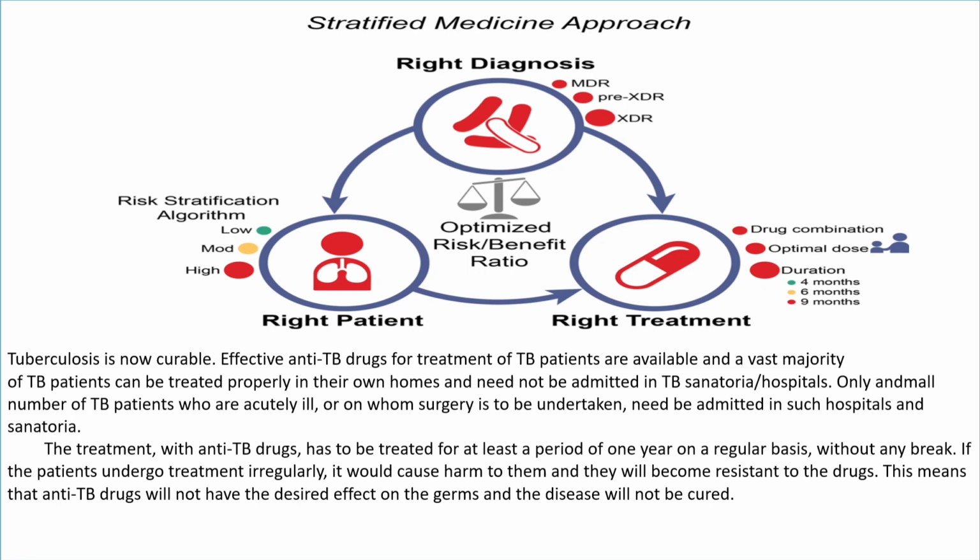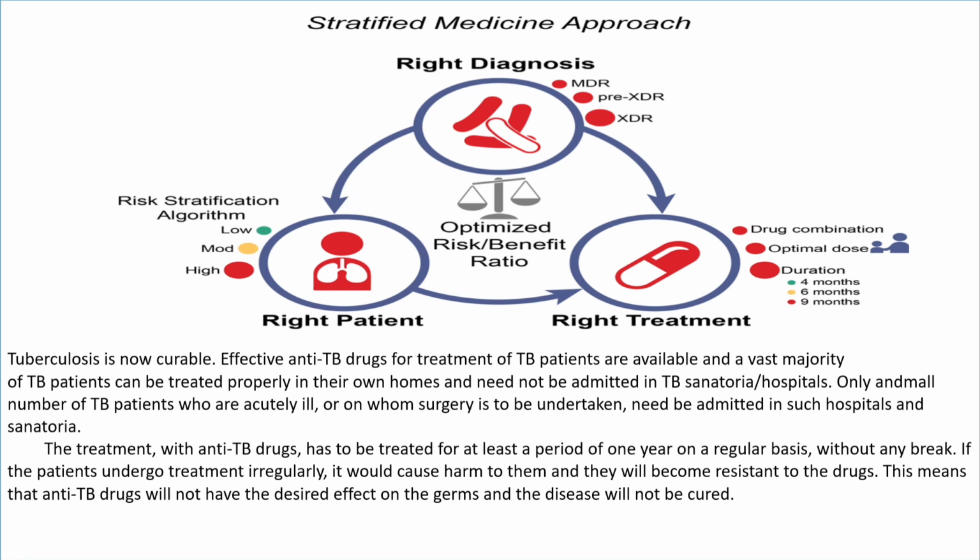Only a number of TB patients who are actually ill or for whom surgery is to be undertaken need admission in such hospitals and sanatoria. Now see, only the critical people, those who are suffering for a long time, or those who have infection in the lungs who need surgery, those types of people only need to be admitted to the hospital.